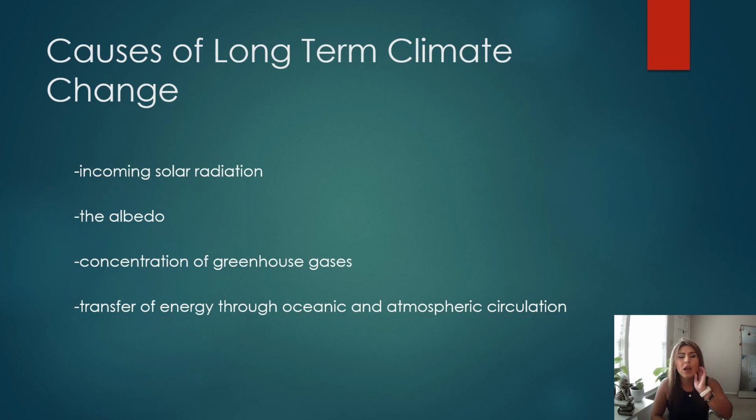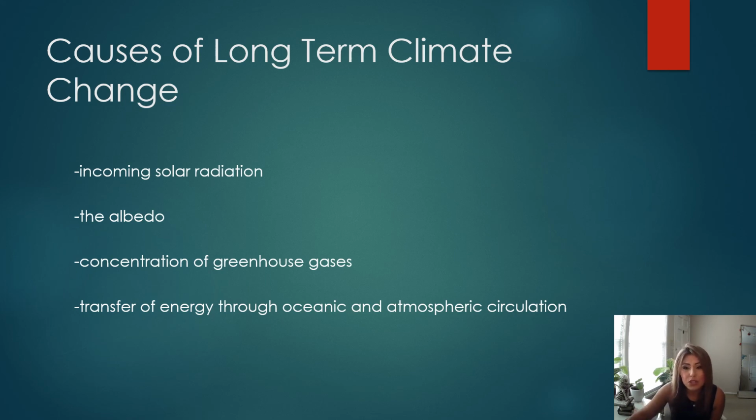So let's look at causes of long-term climate change. Obviously, it's going to be about incoming solar radiation, how it's trapped and how it's reflected, your concentration of greenhouse gases, and the transfer of energy through atmospheric and oceanic circulation. All these things are variables that influence patterns of temperature. That's all we're looking at.